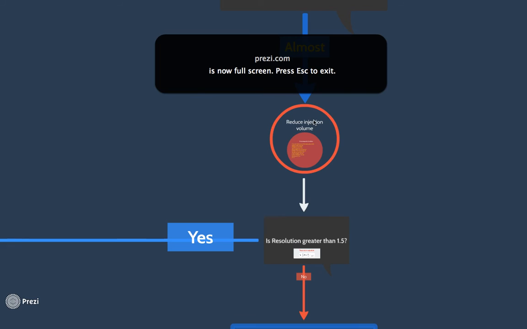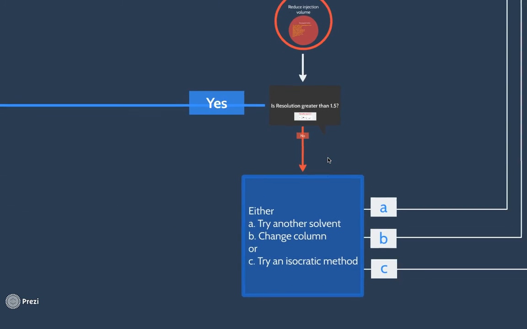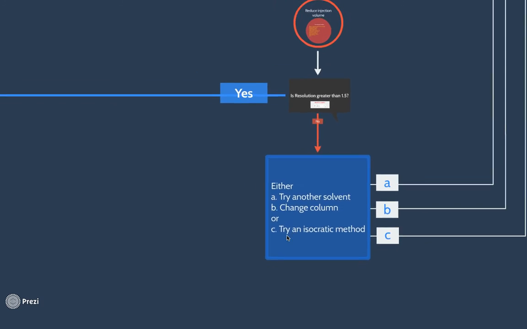But if we almost have, maybe we can try and aim to influence efficiency by changing the injection volume, because again, all that adds band broadening. But if that hasn't worked either, we're kind of out of options and we need to try another solvent type again, change the column, or even go back to an isocratic method. So we're kind of back at the start.